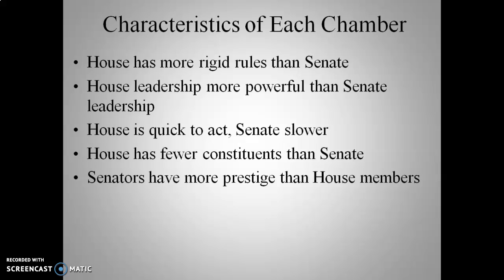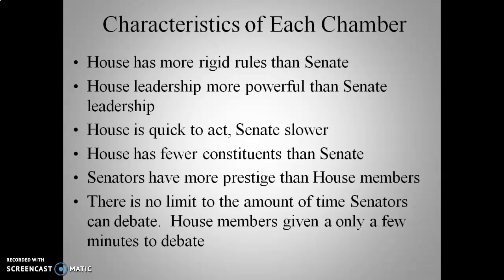Senators also have more prestige than House members, and again, that's probably because they represent an entire state. They have more constituents. You'll tend to see senators interviewed on the news programs more frequently than you'll see members of the House of Representatives. That goes along with that prestige factor.